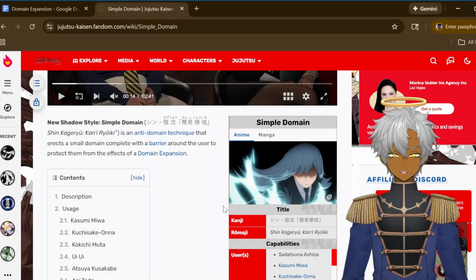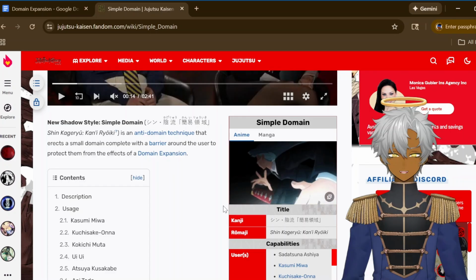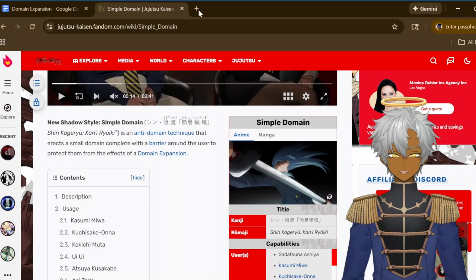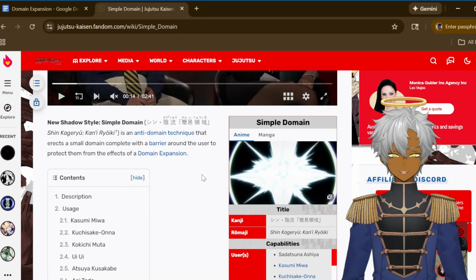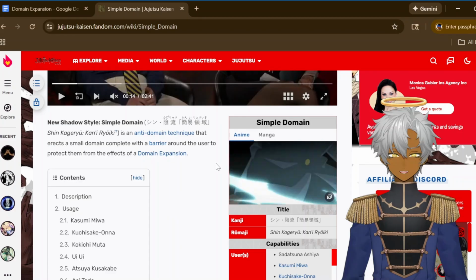I'm not going to explain why that's important. You'll have to see it or read it in the manga. It's up to you guys when Gojo has his fight with Sukuna. But yeah, it is very important. You can, in fact, customize your barrier.